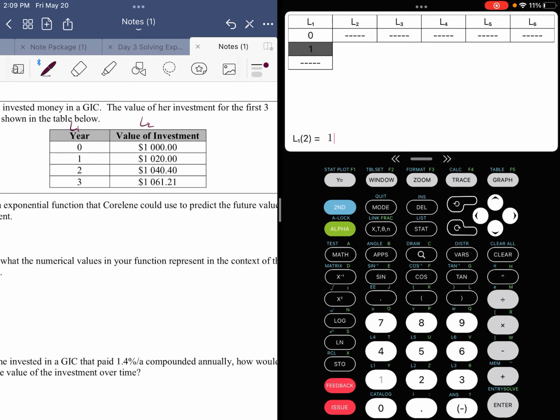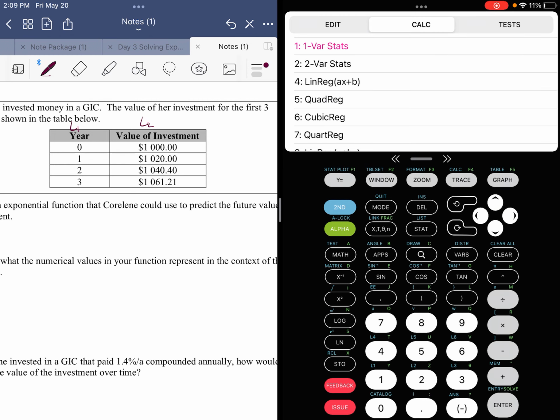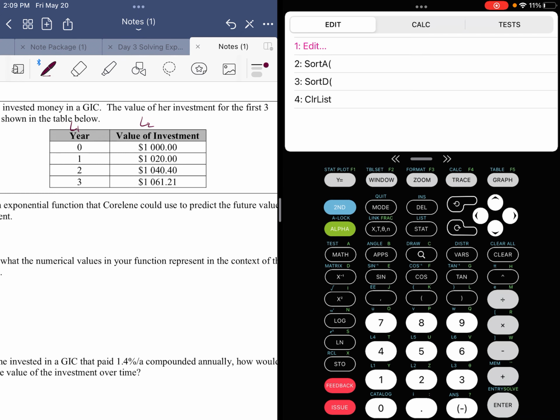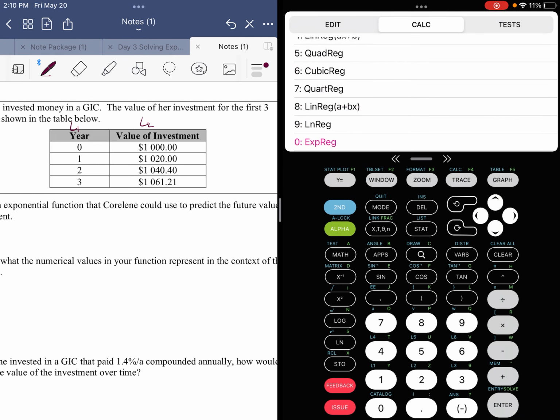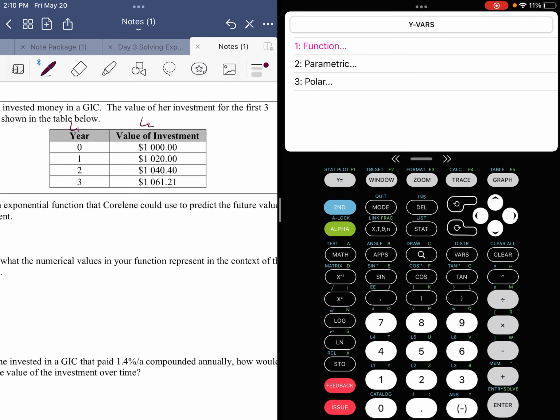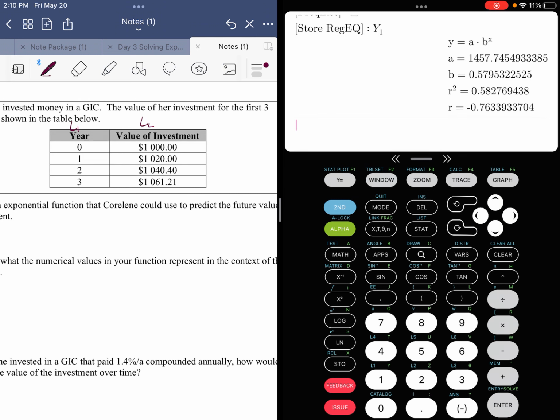So L1, we've got 0, 1, 2, 3. If you forget how to do that, you can just individually delete stuff. It'll still work. So we start with 1,000, then we get 1,020, and we get 1,040.40, don't forget about that. And then we get 1,061.21. Okay, stat calc, exp reg. Again, it doesn't seem to like to do it on the first go around here. Hopefully the second time. Okay, there we go, L1, L2, and we're going to store this as y1. Hit enter, and there's our equation.